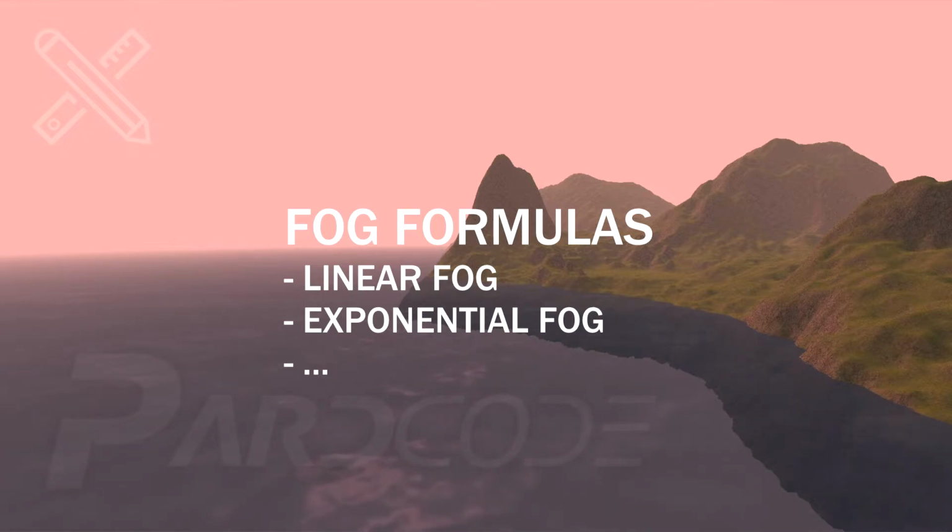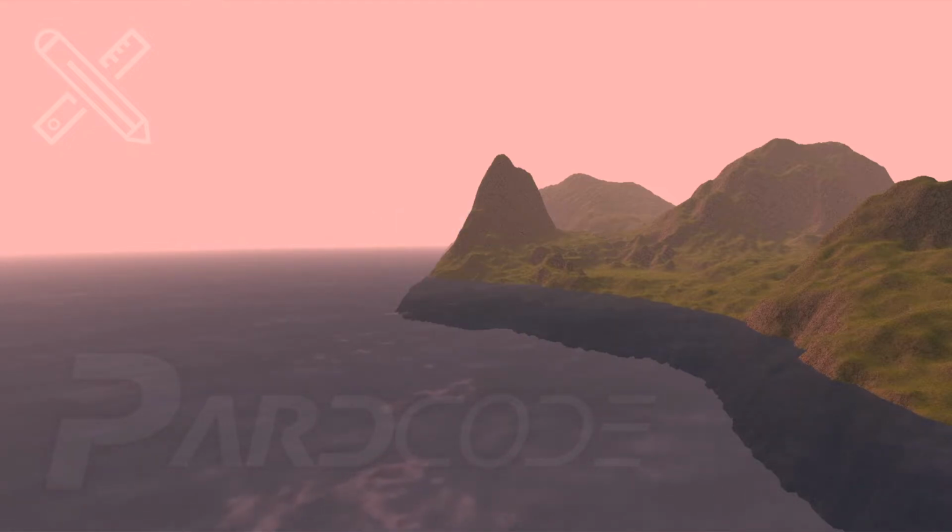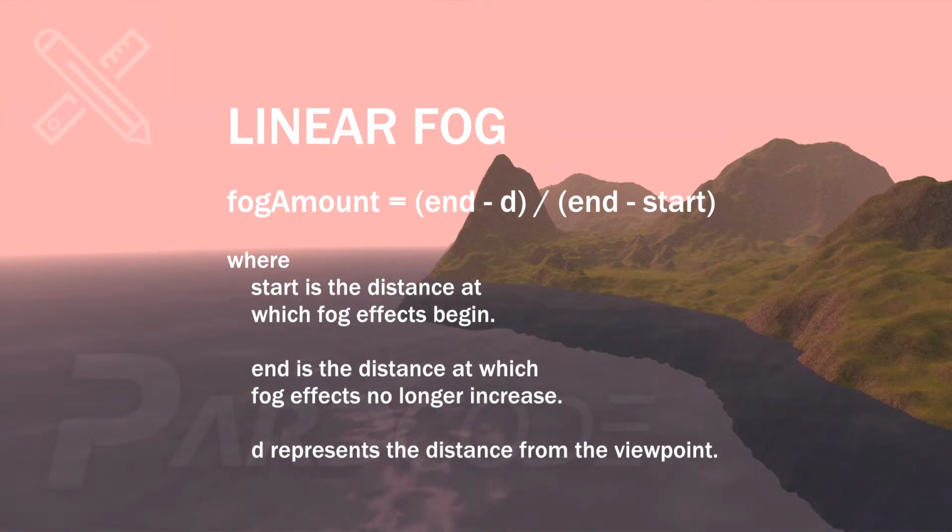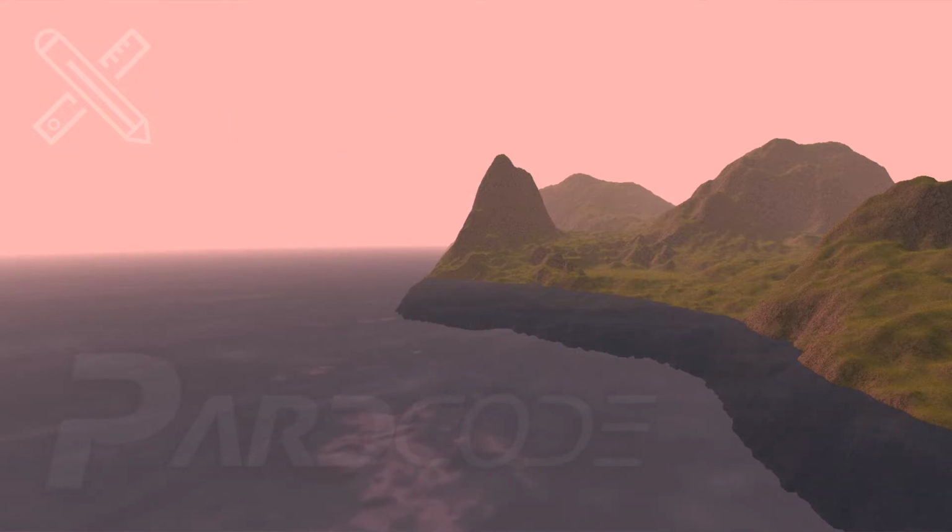In a few words, the linear fog formula is the following, where start is the distance at which fog effects begin, end is the distance at which fog effects no longer increase, and d represents the distance from the viewpoint. In our case, this value is the distance between the camera position and a vertex. In the end, with this kind of effect, we can add a sort of atmosphere to our game. For example, in the scene, the fog is exploited in order to create a colorful dawn atmosphere.